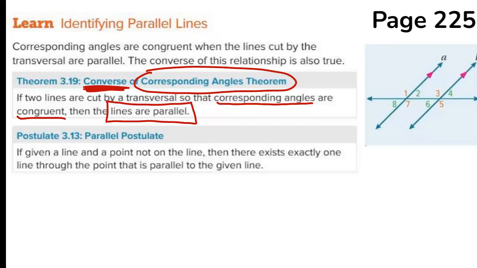So this is the converse. Do you guys remember in the last module or for the last test when we talked about converse, inverse, and contrapositive? What does converse mean to do with my if-then statement? Just flip it. So my regular corresponding angles theorem says if my lines are parallel, then the angles are congruent. This is the converse of that, which says if my corresponding angles are congruent, then my lines are parallel. So we've taken it and flipped it around.